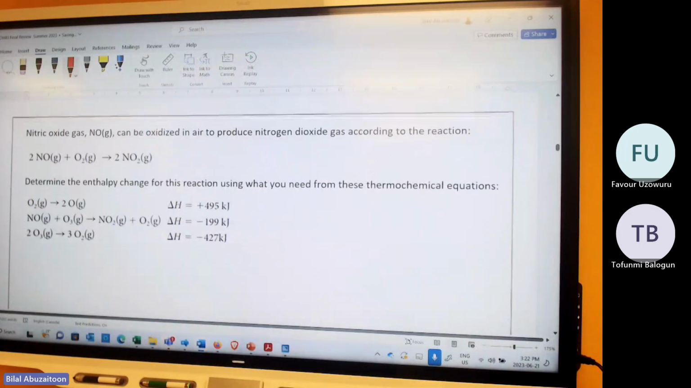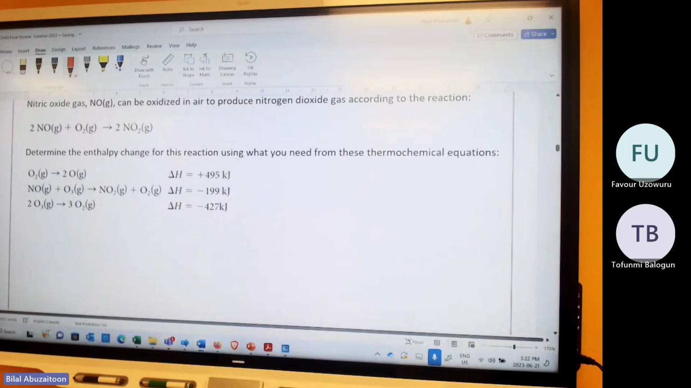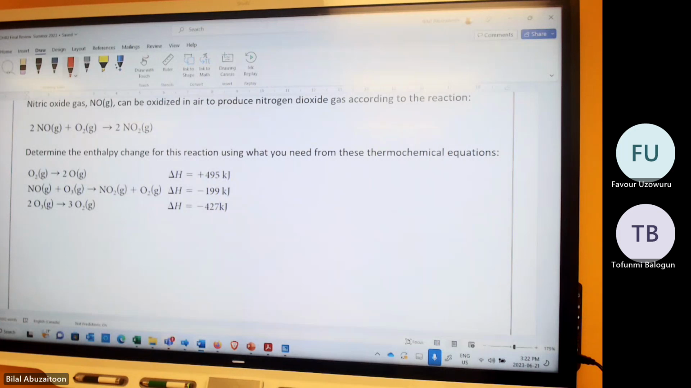Okay, next question, guys. Nitric acid gas can be oxidized, and so on. This is the reaction. Determine the enthalpy for this reaction. This is Hess's law again, right? Now, NO2. Do I need to do this? Honestly, do I need to do this? Just flip whatever you need.